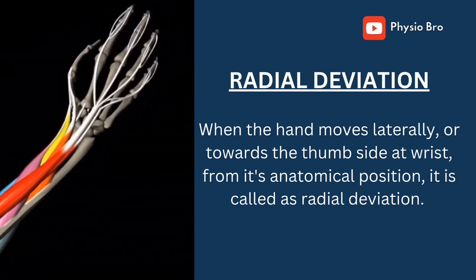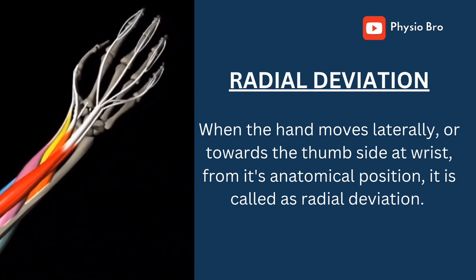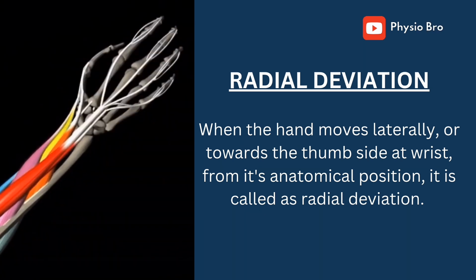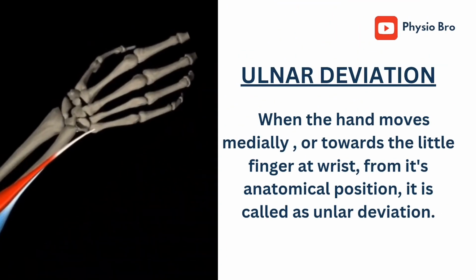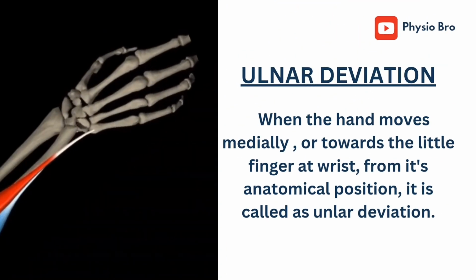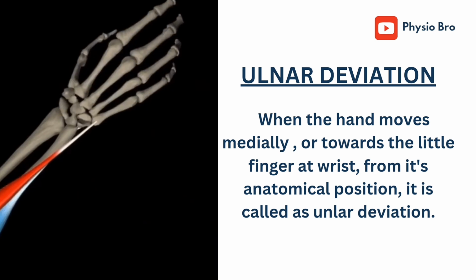Radial deviation. When the hand moves laterally, or towards the thumb side, from its anatomical position, it is called radial deviation. Ulnar deviation. When the hand moves medially, or towards the little finger, at the wrist from its anatomical position, it is called ulnar deviation.